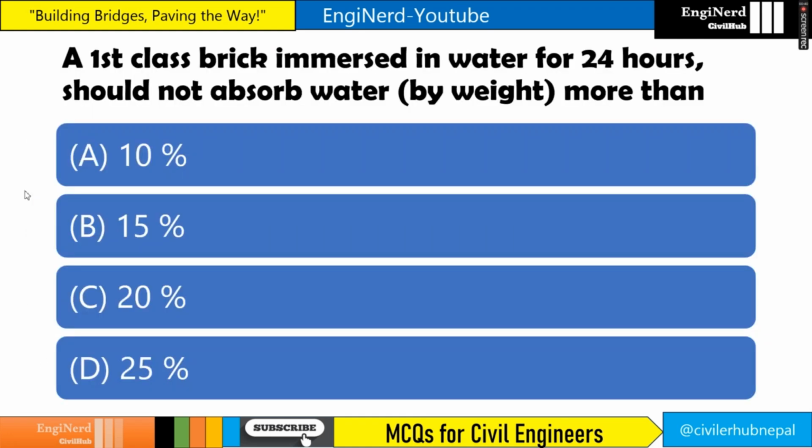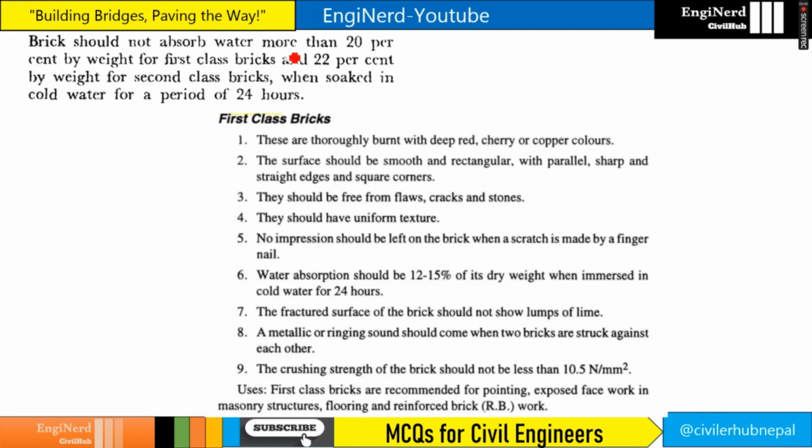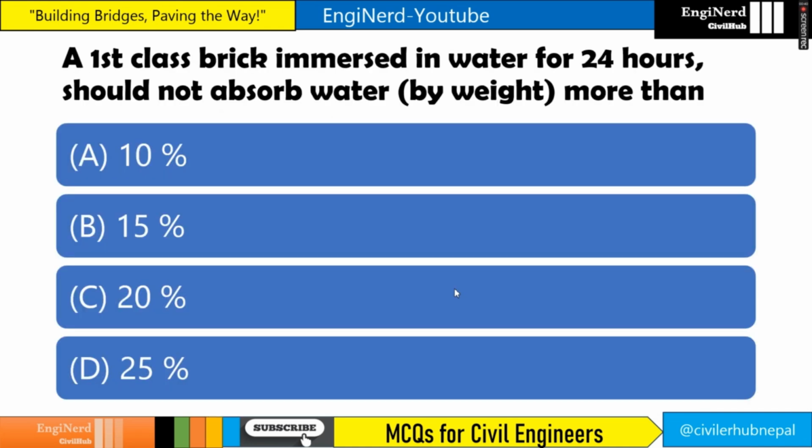A first class brick immersed in water for 24 hours should not absorb water by weight more than, decide between 20 and 15%. So I prefer 15%. So old books such as this give 20% by weight for the first class brick, but newer books like Duggal provide 12 to 15%, right? So you decide in this particular question.